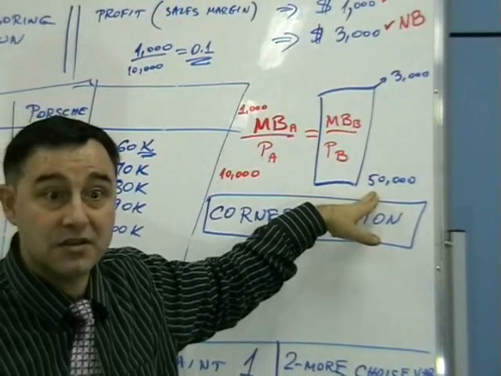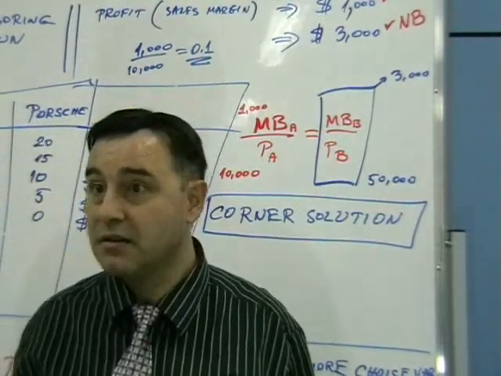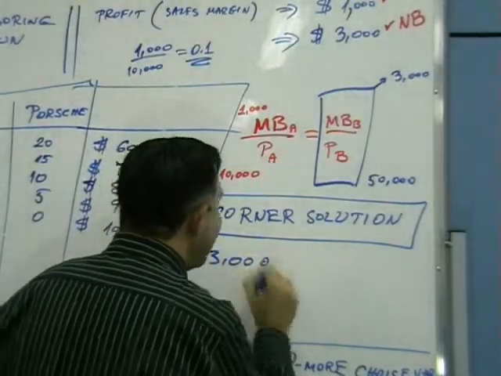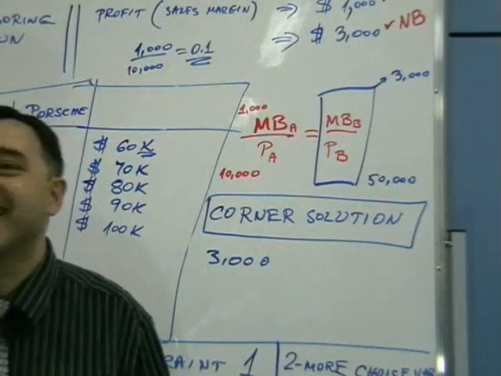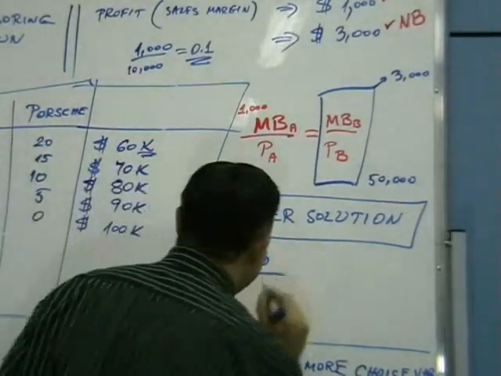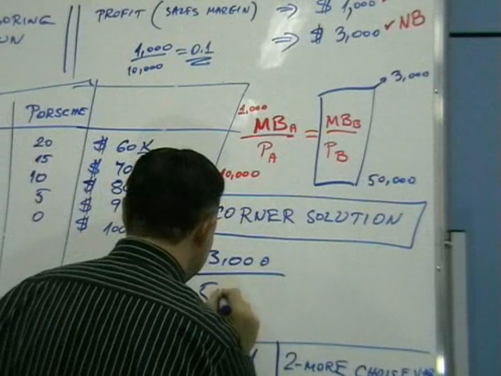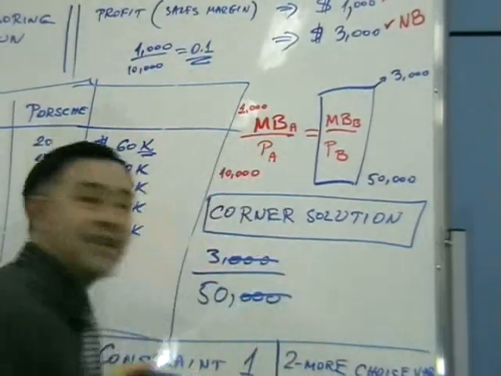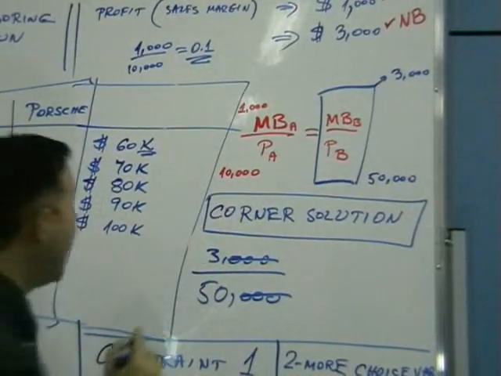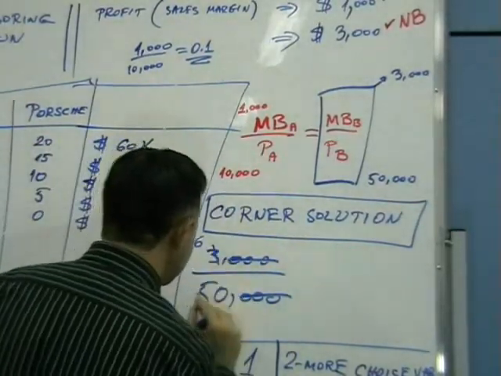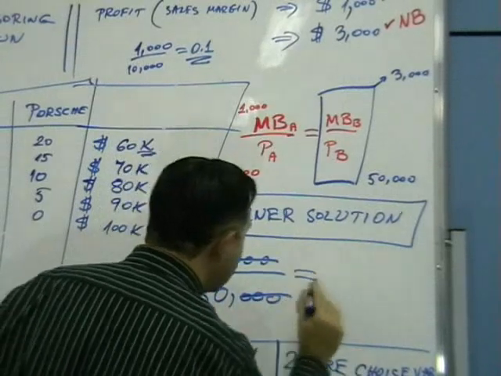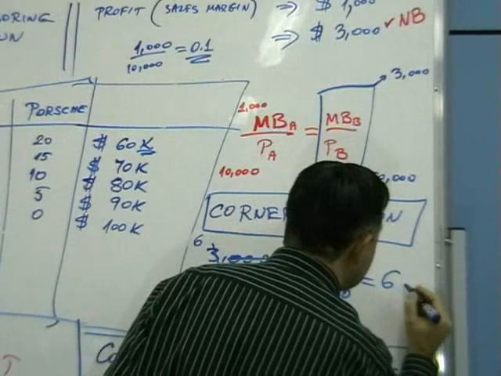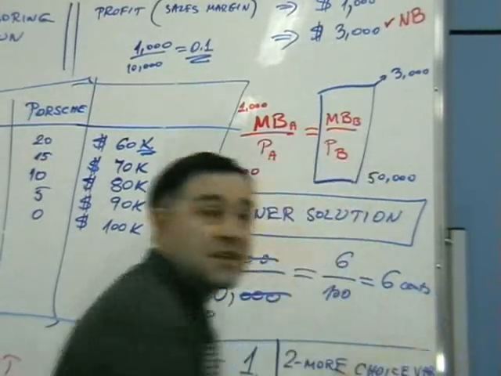Isn't it 6? Right? Come on, guys. You're eager to go home, right? You're already tired. All right. 3,000 divided by 50,000. We divide this, then we multiply by 2. This becomes 6. This becomes 100. So it becomes 6 over 100. This is equal to 6 cents.